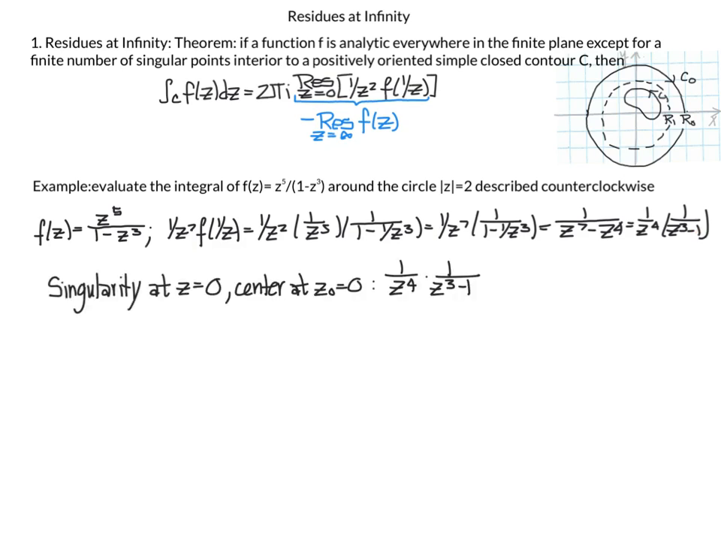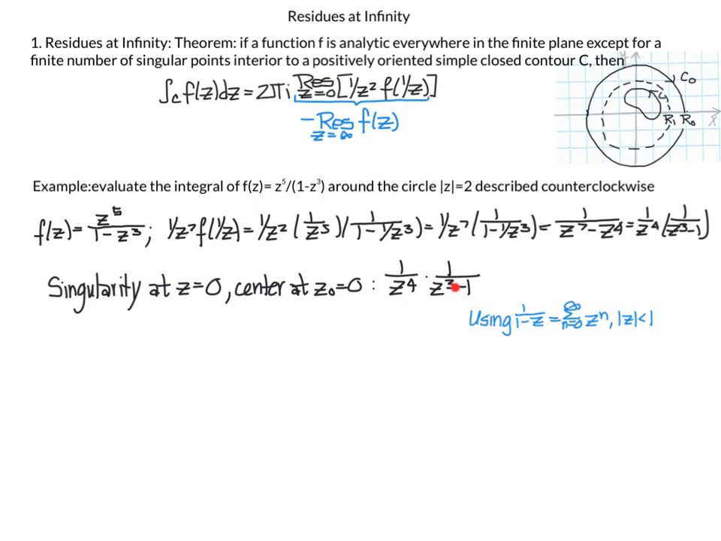The singularity I am concerned about is z equals 0 because that's my residue at infinity theorem. So I'm centering at z not equals 0. So my 1 over z to the 4th, that's in good form. That's in my z minus 0 form. This here is in the form for my summation formula.